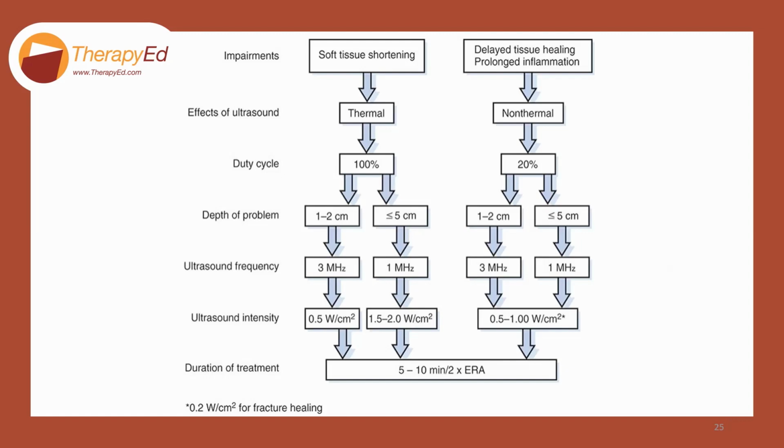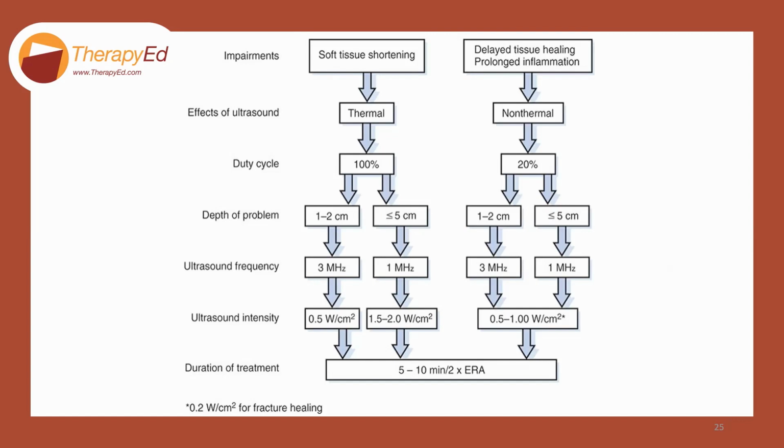And then you don't need to use as high an intensity to get a thermal effect with 3 megahertz because it heats 3 to 4 times the rate of 1 megahertz. And you need to use a higher intensity with the 1 megahertz because you only get half of the intensity at half of the depth of penetration. So let's say the soft tissue shortening is the skin surface, and you're applying 2 watts per centimeter squared. And then the depth of the problem is half of the depth that 1 megahertz can penetrate. So at half of the depth, you're getting 1 watt per centimeter squared.